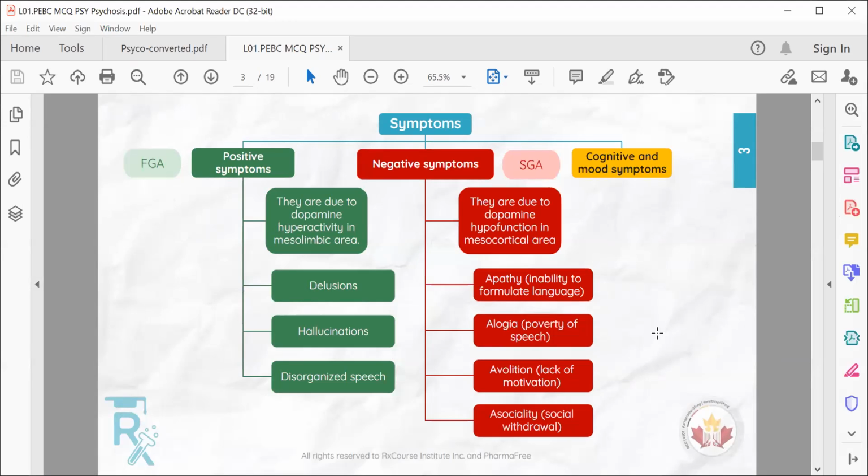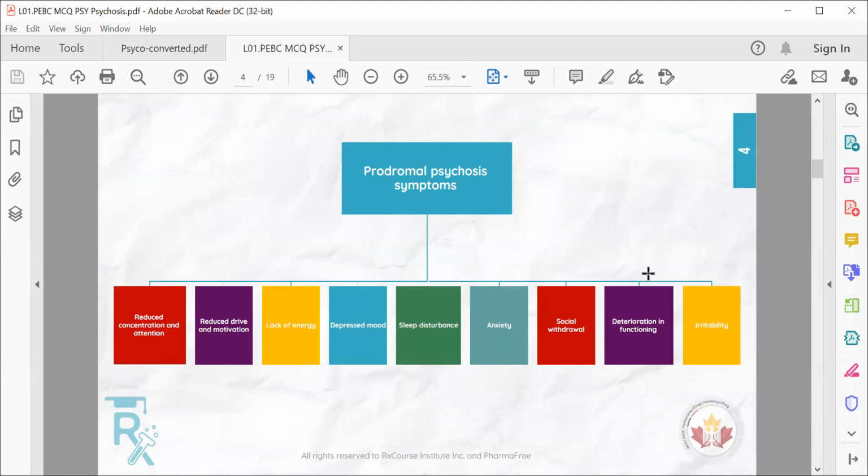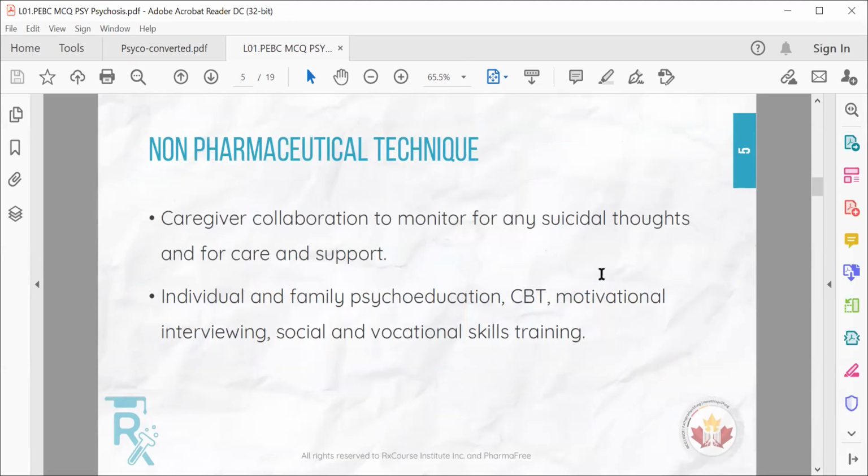Thank you. So we talk here about the symptoms. We have positive symptoms and negative symptoms, and we discussed that already. It's also associated with some cognitive and mood symptoms. We said that the patient is depressed, has low mood, is less socialized, and would like to be alone. We already went through that. Reduced drive and motivation, lack of energy, depressed mood, that's so common.